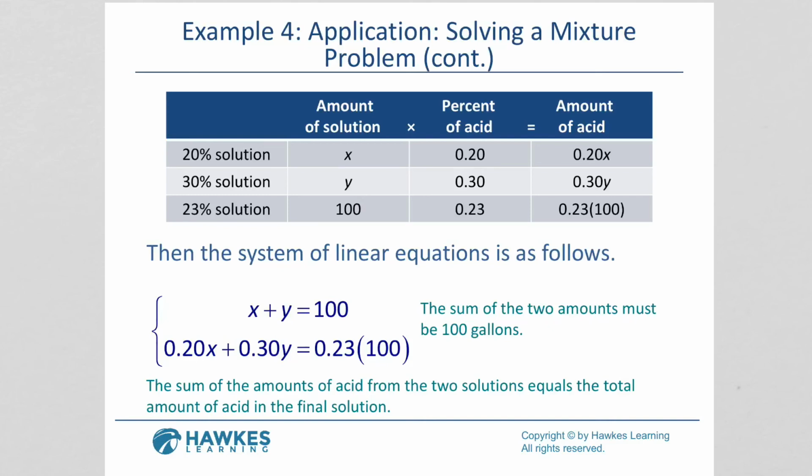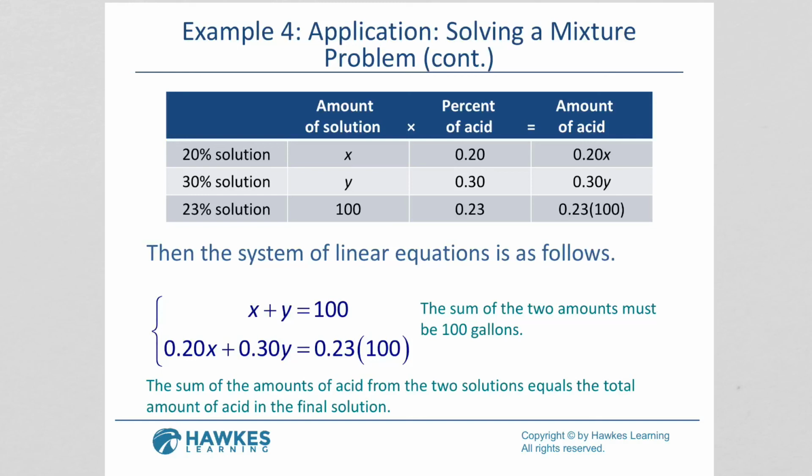Our percent of acid for the first solution is 0.20. For our second solution, it's 0.30. And finally, for the combined solution, it's 0.23. And then we get the amount of acid by multiplying the amount of solution times the percent of acid. So we've got 0.20x for the 20% solution, 0.30y for the 30% solution, and 0.23 times 100 for the 23% solution.